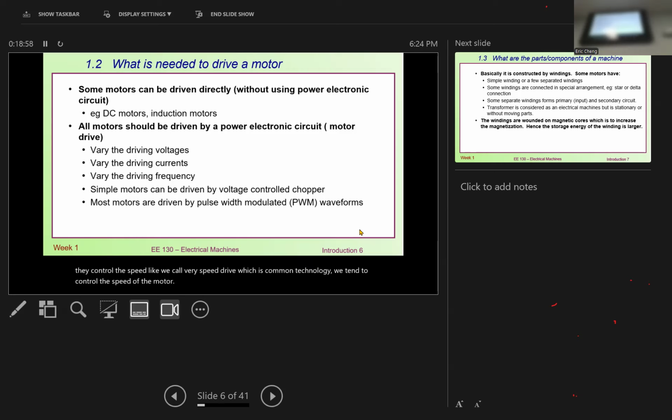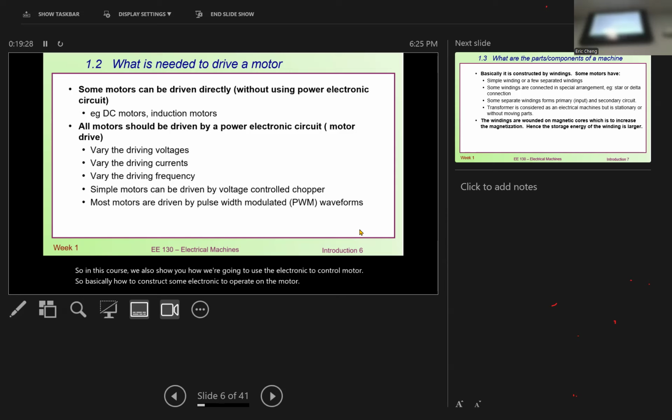Today, many motor drives, even some EVs, use electronics to control the speed of the motor. So commonly we use electronics to do that. Most motors we can use power electronic circuitry to control. So that's a common technology nowadays for how we operate a motor. So in this course, we also show you how we are going to use electronics to control the motor. So you know basically how to construct some electronics to operate the motor.